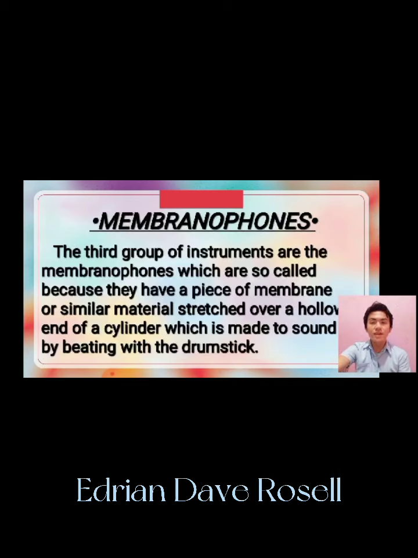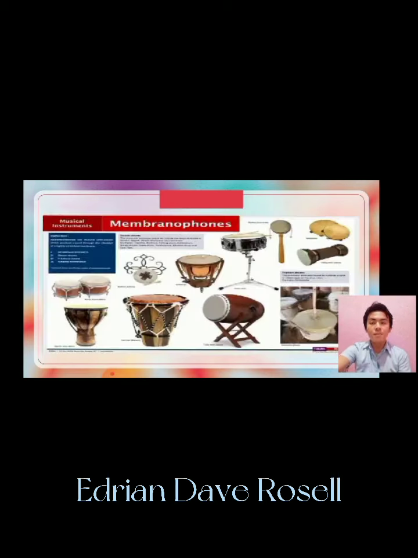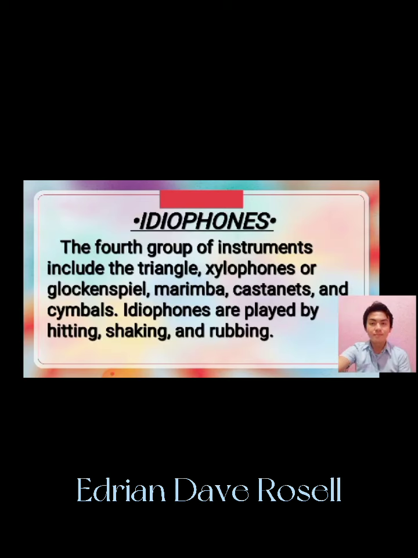So next classification is membranophones. The third group of instruments are the membranophones, which are so called because they have a piece of membrane or similar material stretched over a hollow end of a cylinder, which is made to sound by beating with the drumstick. So the examples of membranophones are drums and more.